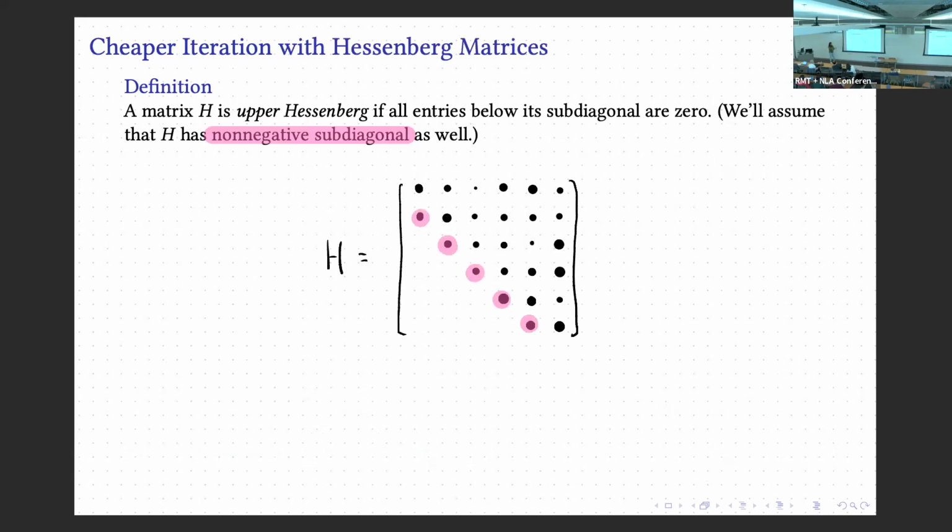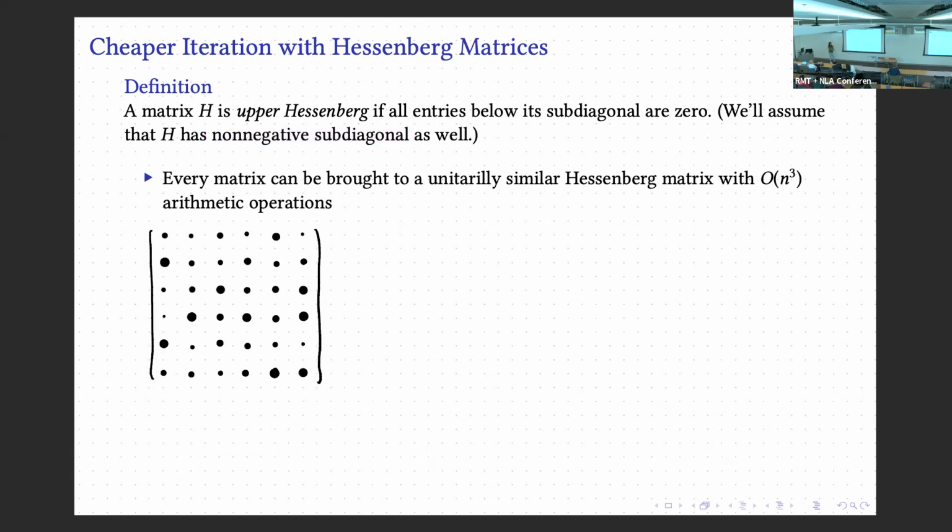So one is the use of Hessenberg matrices. A Hessenberg matrix is a matrix that looks like this. It's a triangular matrix plus a little extra. And let's just assume that the subdiagonal is non-negative, just to keep things simple. Okay, so why am I telling you this? Well, one fact is that if I start with any matrix, I can bring it to Hessenberg form. So I can go to a unitarily equivalent Hessenberg matrix in not too many arithmetic operations.